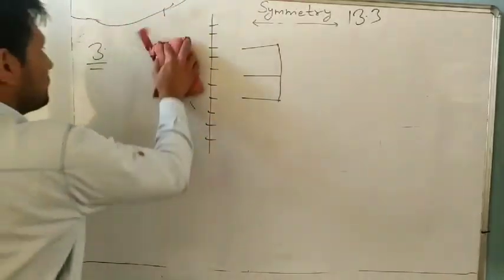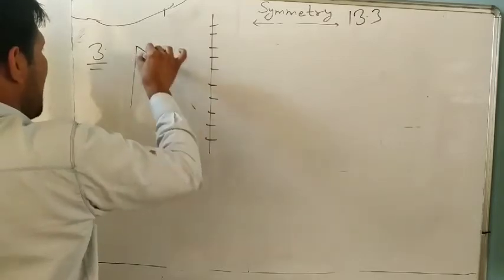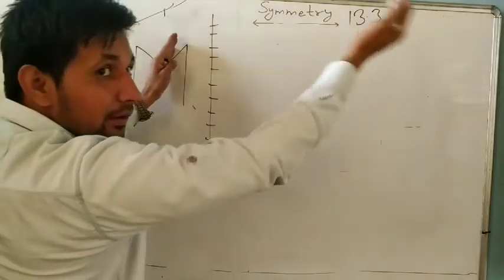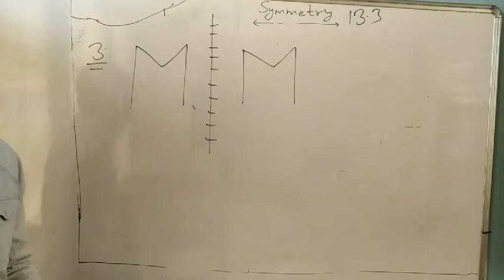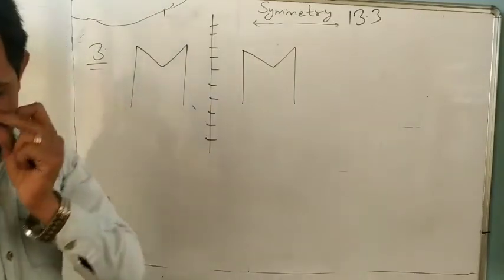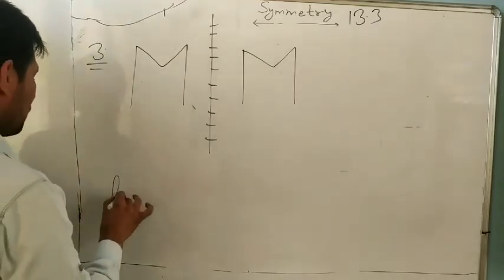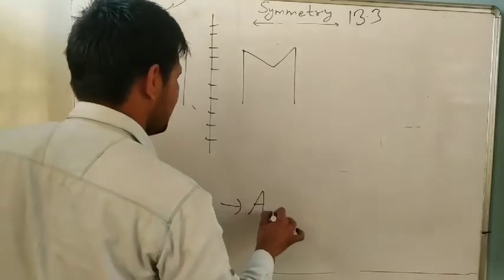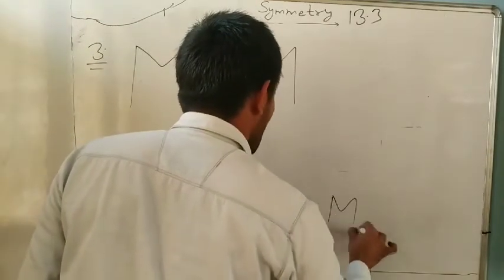Next after E is M. We observe that this one is on the right side, so it becomes left. I think it will become the same, because it is a vertical mirror image. Next, which letters look the same in the image? A looks the same. Next is O, and next is M also.